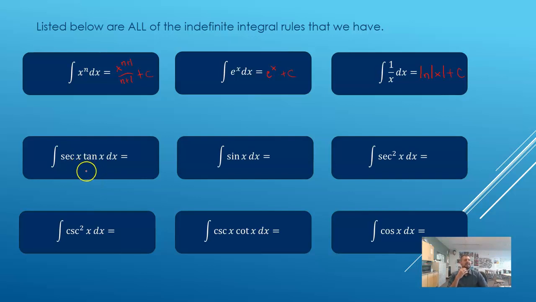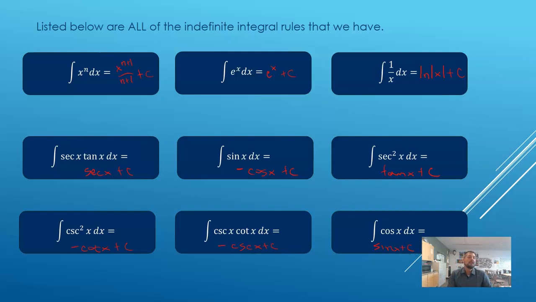The antiderivative of secant x tangent x is secant x plus c. The antiderivative of sine of x is negative cosine of x plus c. Secant squared is tangent of x plus c. Cosecant squared is negative cotangent of x plus c. Cosecant x cotangent x is negative cosecant x plus c. And cosine of x is sine of x plus c.